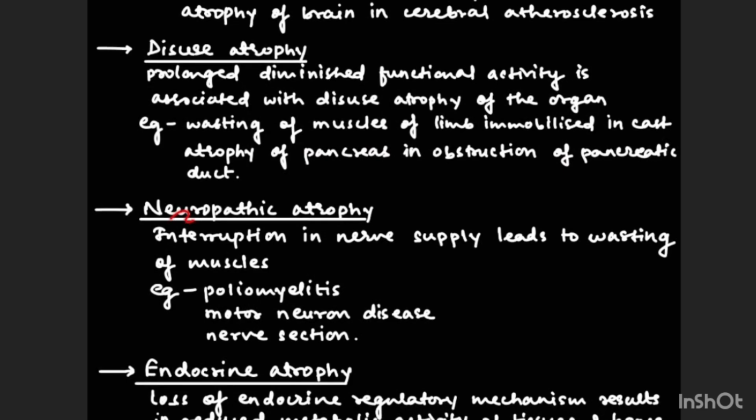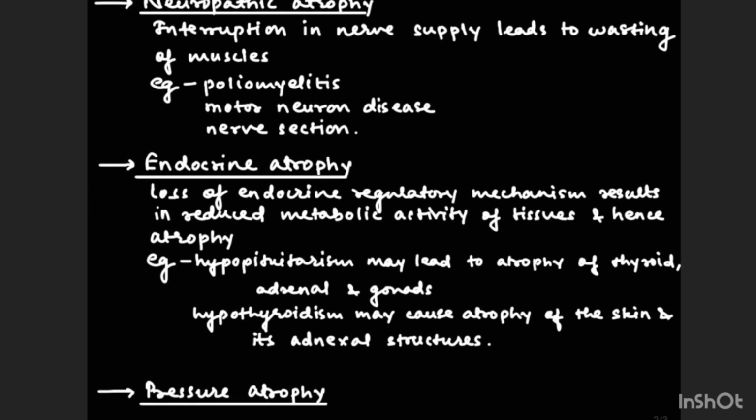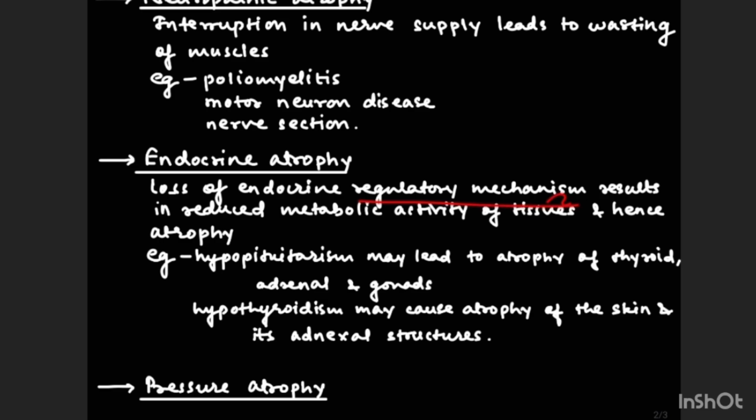Now we are going to see neuropathic atrophy. In this, there will be interruption in the nerve supply, leading to wasting of muscles. For example, poliomyelitis, motor neuron disease or nerve section. Then next is endocrine atrophy. Here there will be loss of the regulatory mechanism, which will reduce the metabolic activity of tissues, and hence there will be atrophy. For example, hypopituitarism may lead to atrophy of the thyroid as well as adrenal and gonads. The next example is hypothyroidism. In this, there will be atrophy of skin.